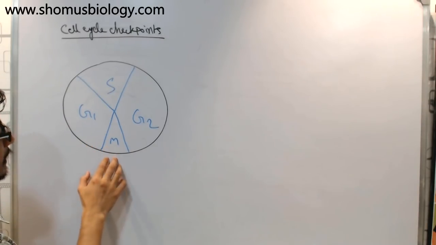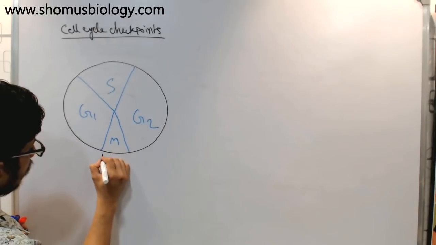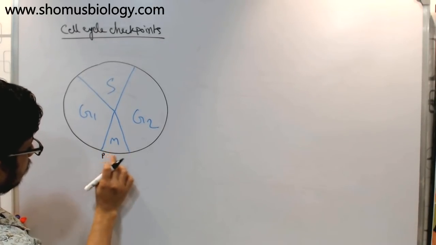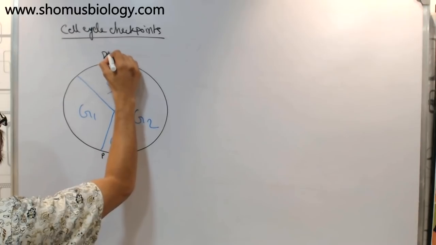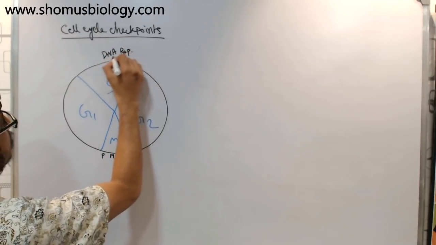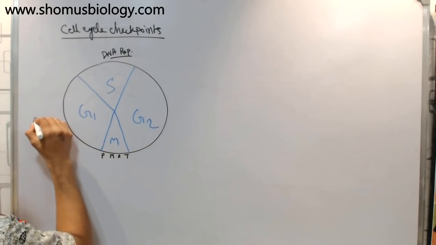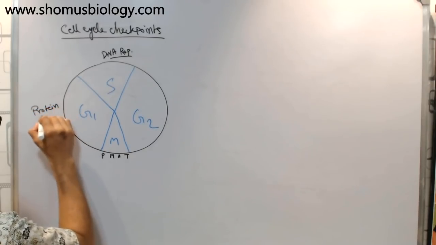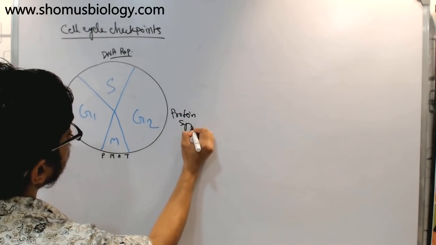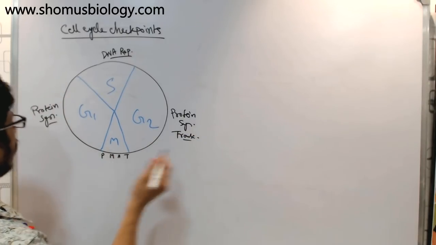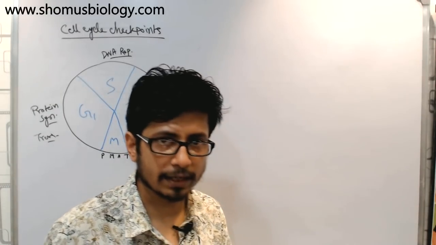The M phase is the place where prophase, metaphase, anaphase, and telophase stages are performed. S is the phase where DNA replication takes place. G1 and G2 are the gap or growth phases where they produce protein. Protein synthesis is done, transcription is done, all these things are done in G1, G2 phases. These are the basics of the cell cycle phases.